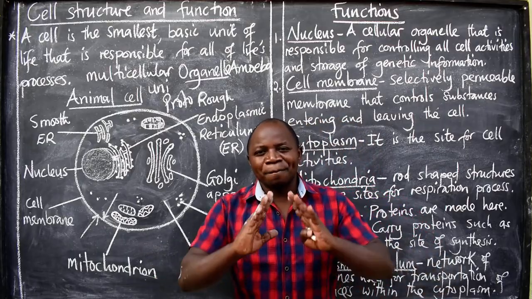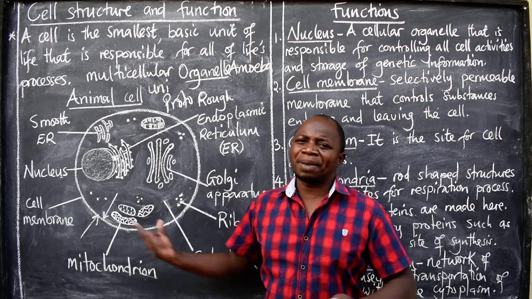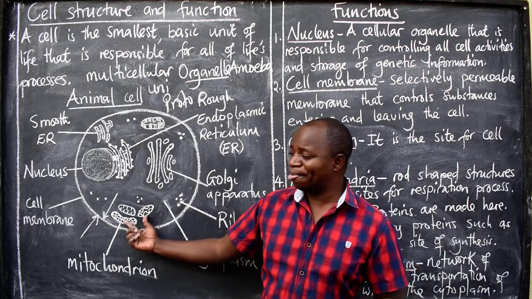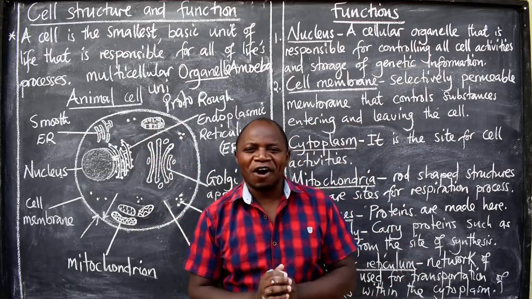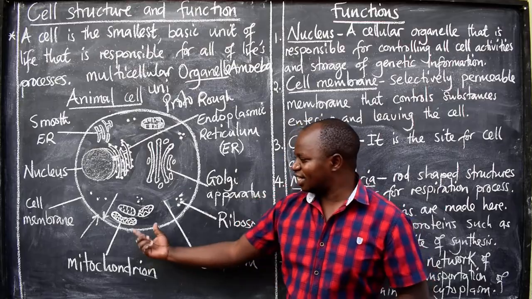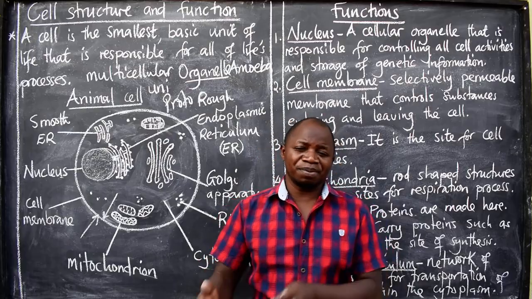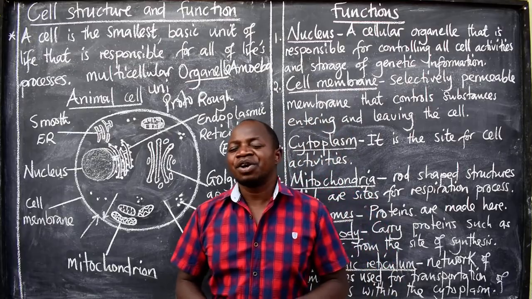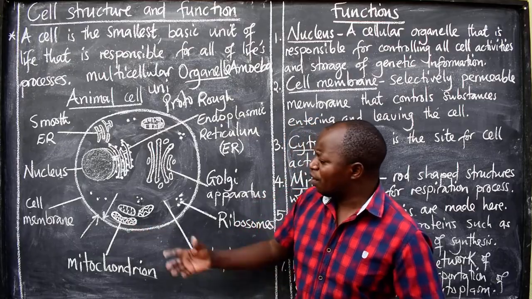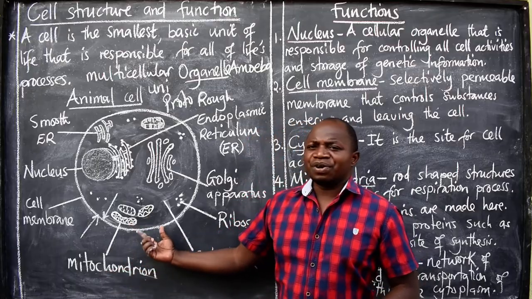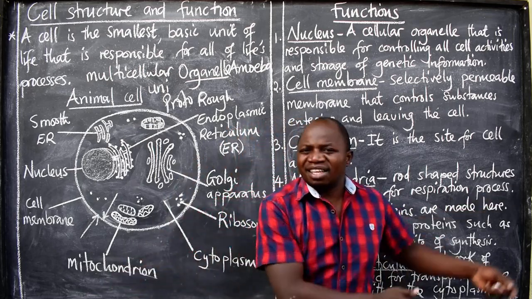Why are these called powerhouse? They look like sausage. Okay? So you're seeing them here. Why are they called the powerhouse? It is because this is the site for respiration. The site for what? Respiration. And when we say site for respiration, we are saying they release energy. Okay? They release energy.